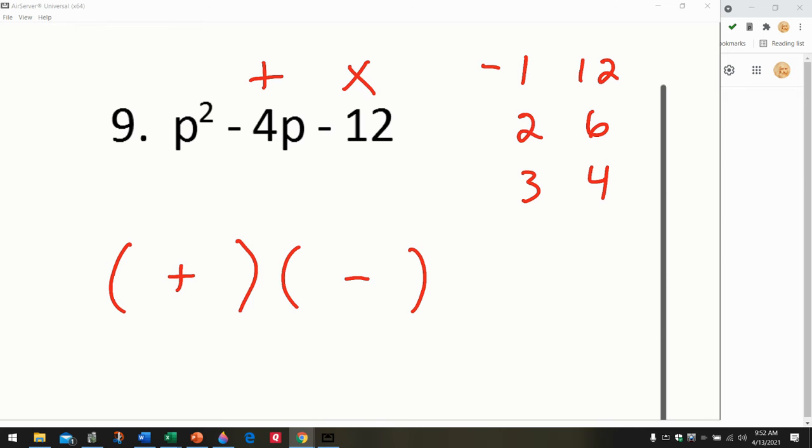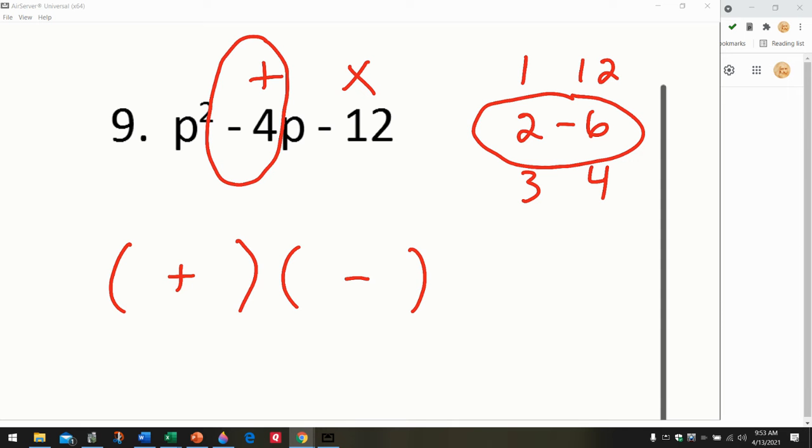So either the 1 is negative or the negative is on the 12. Or you could have the 2 negative and the 6 be positive, or the 2 be positive and the 6 be negative. So one of the 2 pairs has to be negative, and we need them to add to be -4. The one that you want to look at is this one right here. If I make it a -6, you can see that 2 minus 6 is indeed -4, and 2 times -6 is -12.